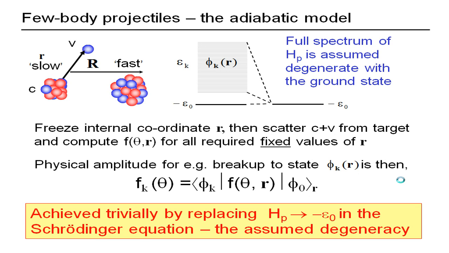So we're assuming that the internal motion of this nucleon in its bound state is slow in relationship to this fast degree of translation of the center of mass. So what you would do in this case is freeze the internal coordinate r, because this object is going to scatter over a tiny time interval, something times 10 to the minus 23 seconds, with this target as they go by.